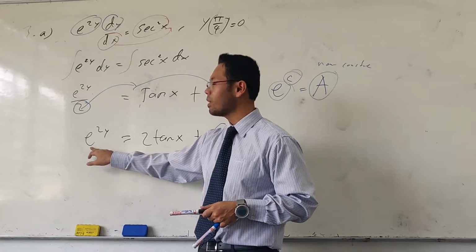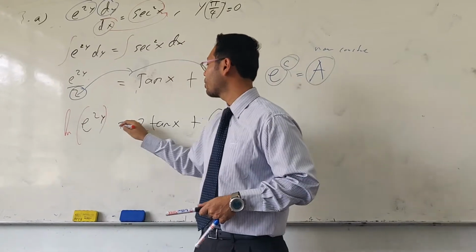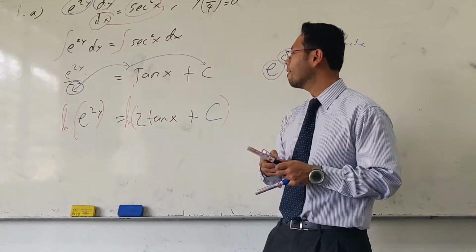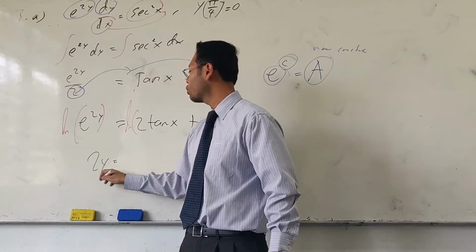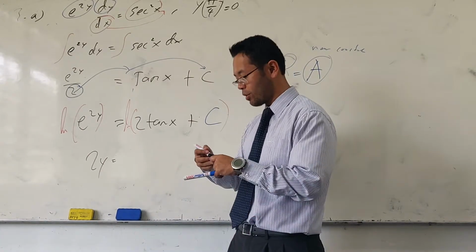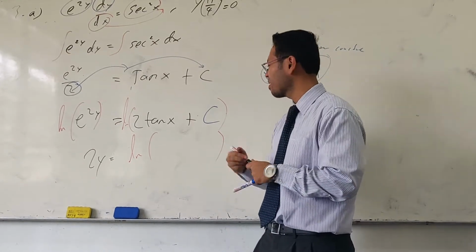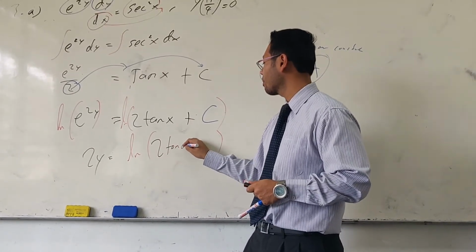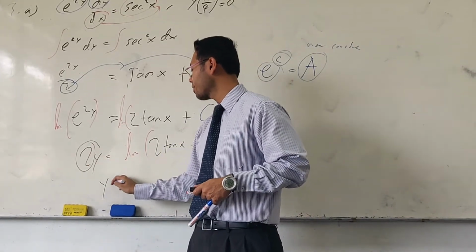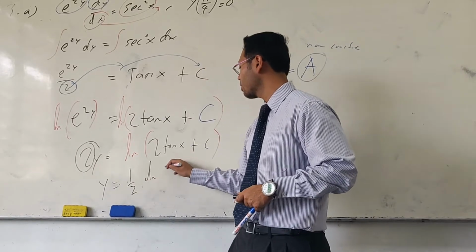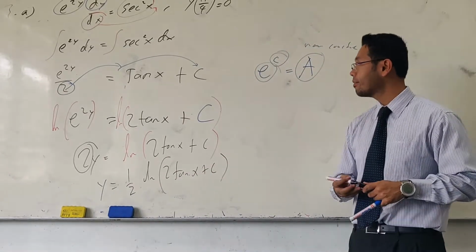Okay, now we reach here. How do we make the exponent disappear? You ln both sides. You can say ln here, you can say ln here. The left side, 2y, the right side, nothing much you can do with it. What is 2? Transfer it. Okay, congratulations if you got that.